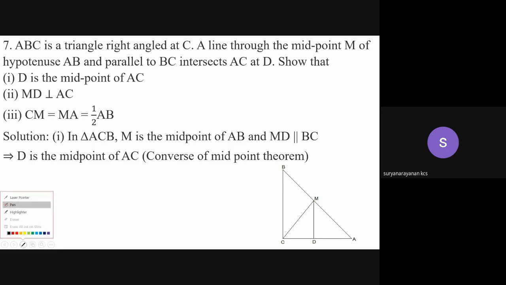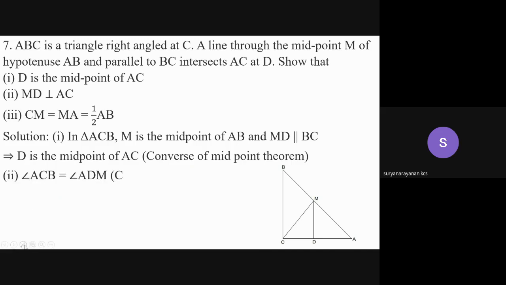What is the first part of the question? We have to show that D is the midpoint of AC. So we have proved D is the midpoint of AC with the help of converse of the midpoint theorem. Now come to the second part. We have to prove that MD is perpendicular to AC.